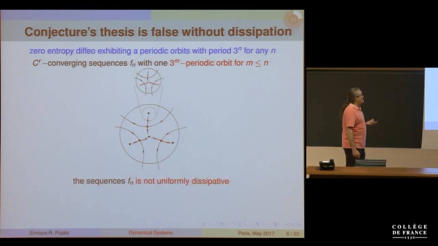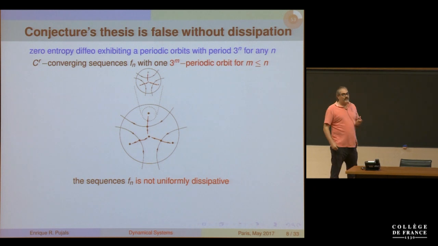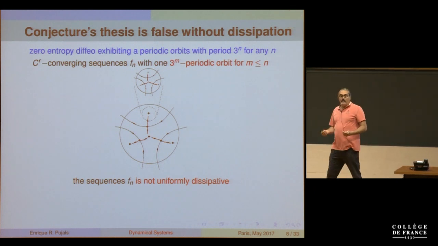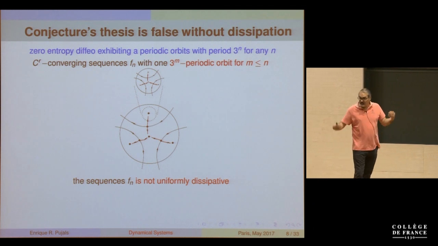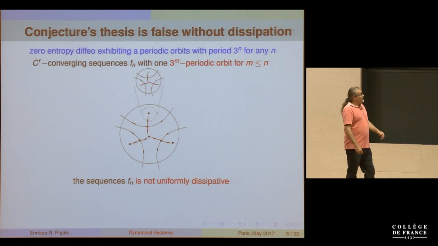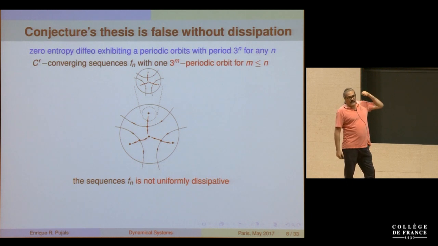What happens with this example is that this sequence cannot be built uniformly dissipative, at least in the C2 topology. In C0, it can be done. The sequence is going to converge. But if you want to do it in the C^r topology, what happens is that the rate of dissipation goes to 1.